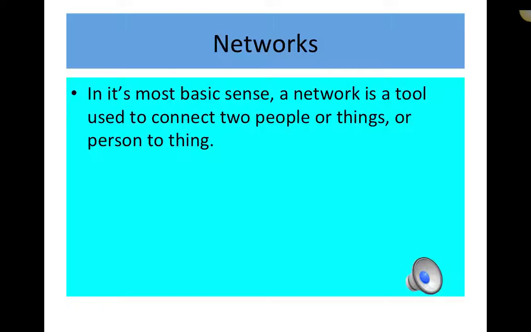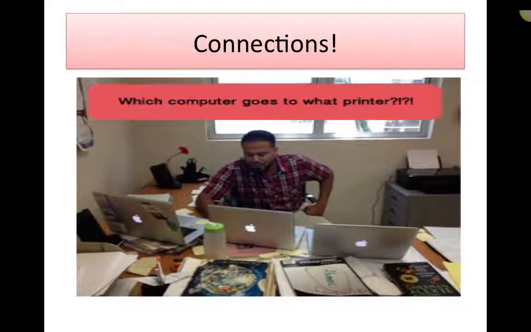In its most basic sense, a network is a tool used to connect two people or things, or people to a thing or a person. So this can be seen as people connecting on their computers and sharing files, or people connecting to such things as a printer. This is a picture of me, and it says which computer goes to what printer. Got all these different options, and there's only one printer in the room, and there's other printers at the school, and you got to figure out how it's all networked and how to find everything in the network.